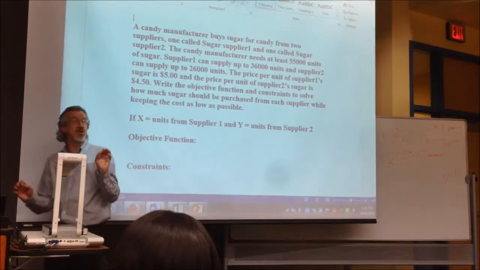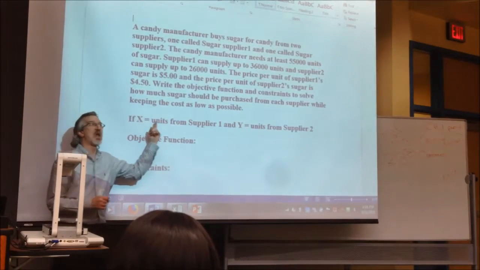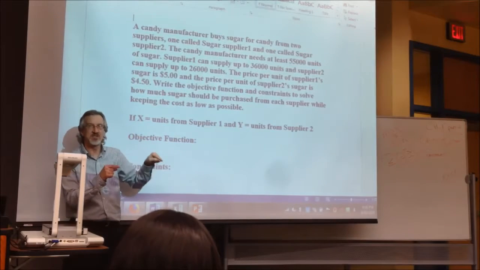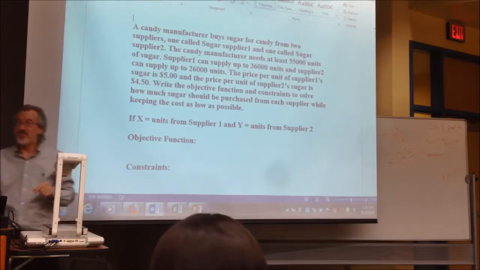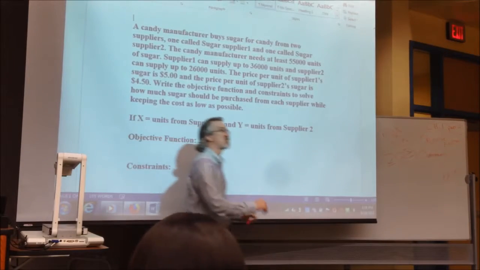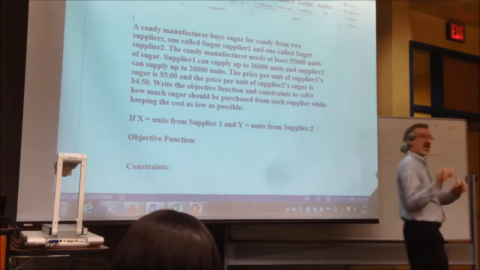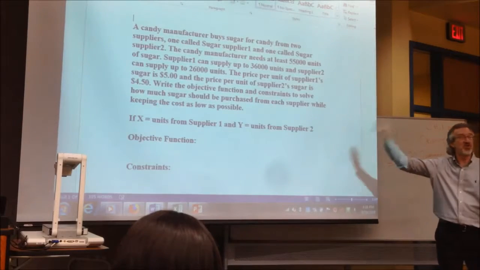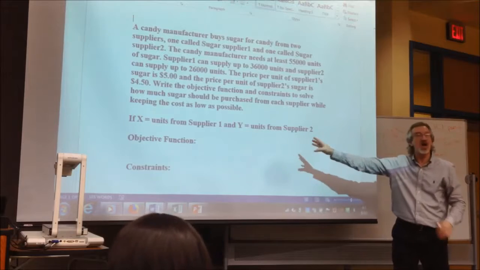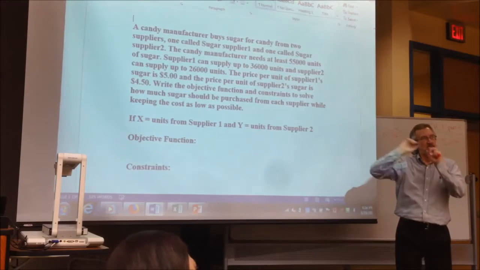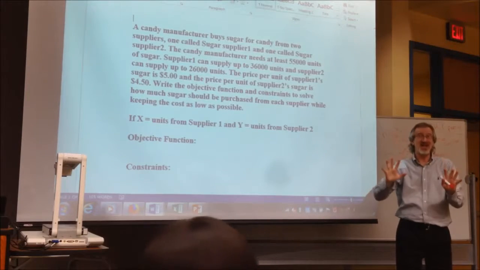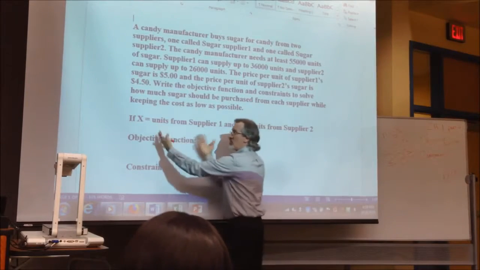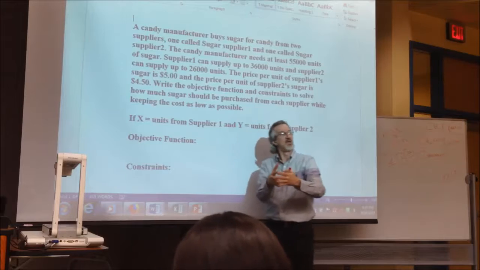And the reason that's important, it does not represent how much we're going to spend with supplier 1, it's how many units. So if I had to write an objective function or constraint, if that mathematical equation is talking about the number of units, I'm using X and Y just as they are. But if that equation is talking about money, I've got to figure out a way to turn these variables from units to money.